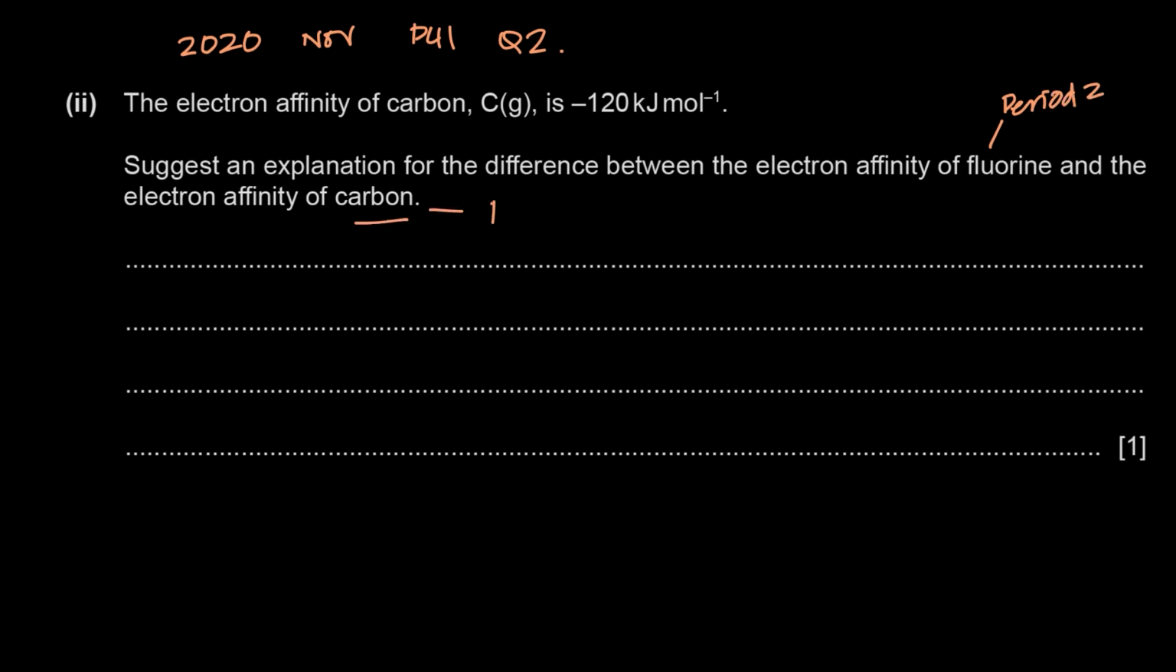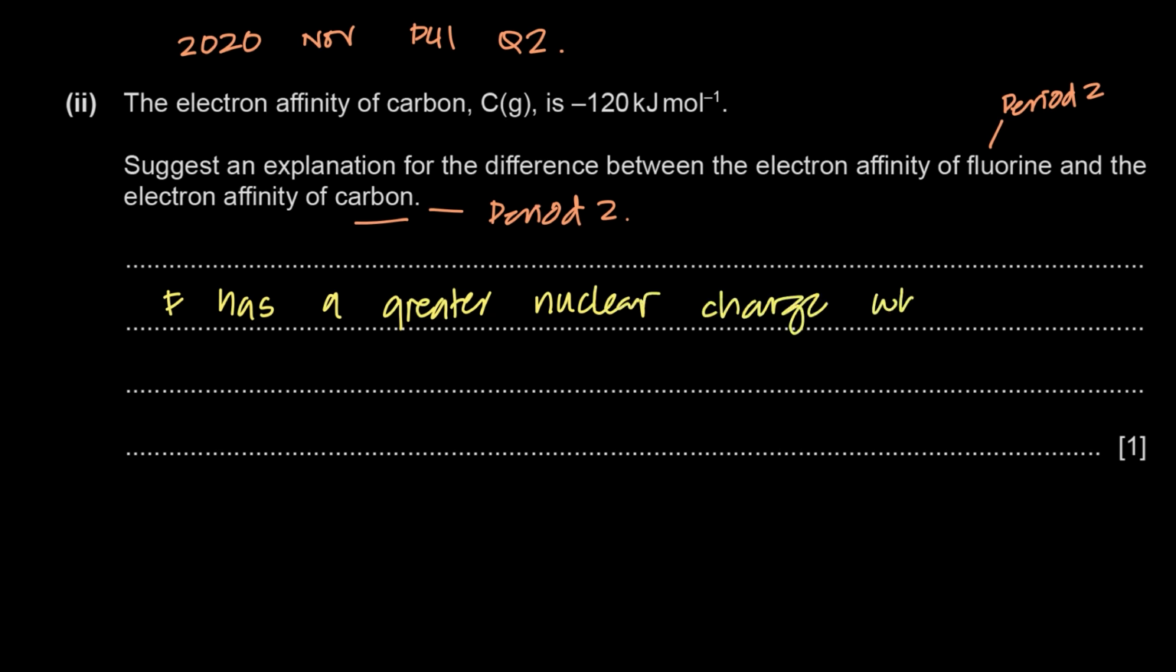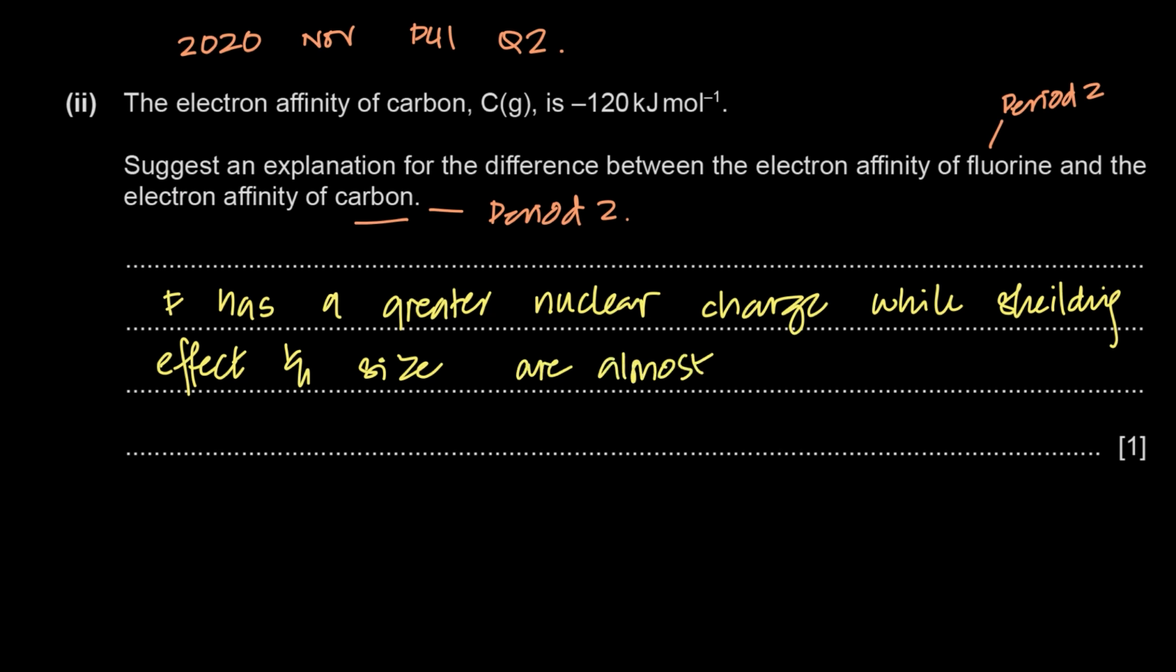Why does that matter? Well, periods will matter in terms of size and shielding effect. So you'd say that F has a greater nuclear charge, while shielding effect and size remain similar, or almost equal.